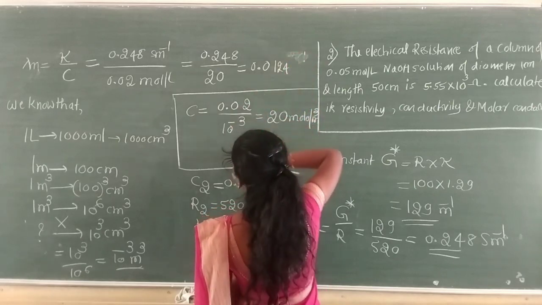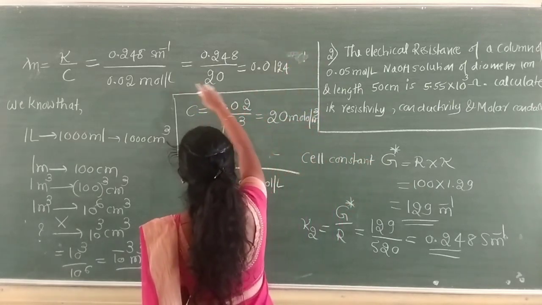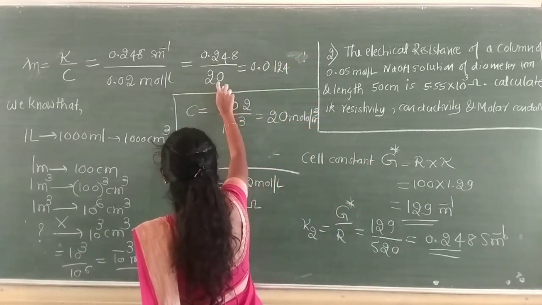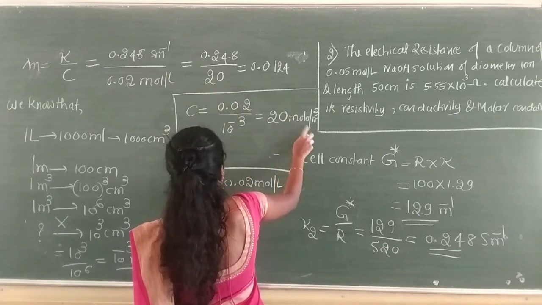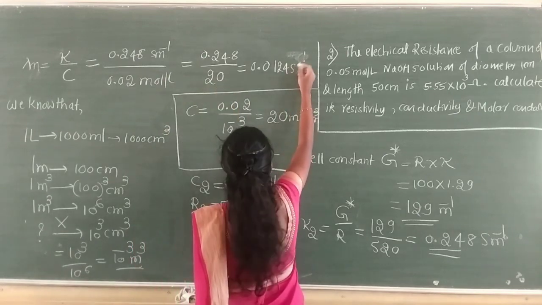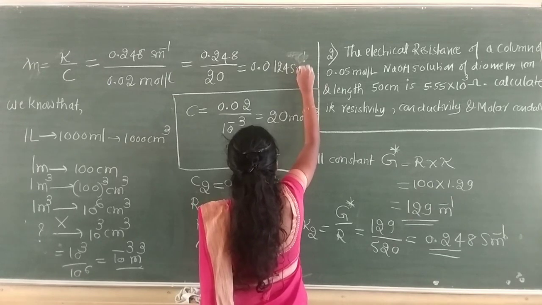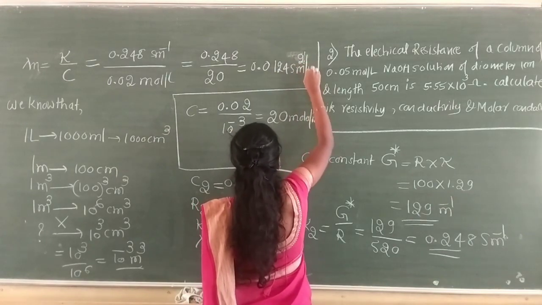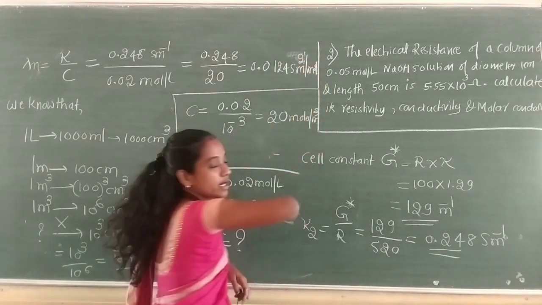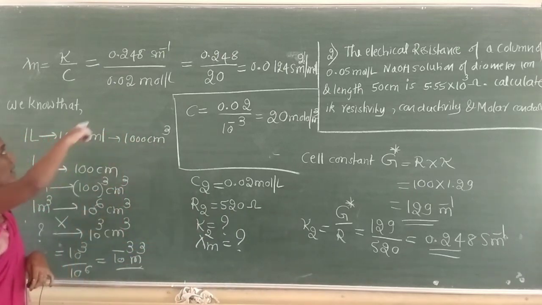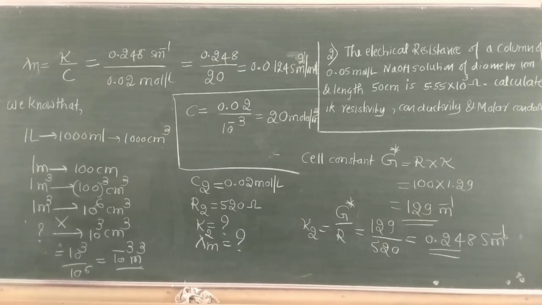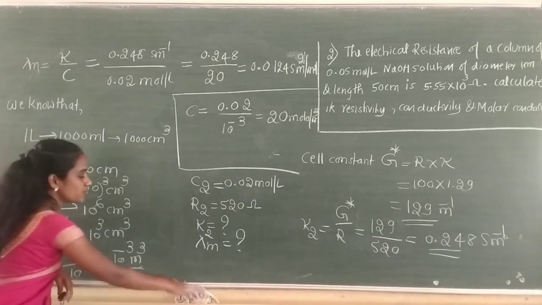124, that is a molar conductivity. What is the unit? Siemens. The denominator is in moles per meter cube, so the answer is in Siemens meter square per mole. So, very important formula: lambda m equal to K by C. What is the answer? 0.0124 Siemens meter square per mole. That is about the first problem.